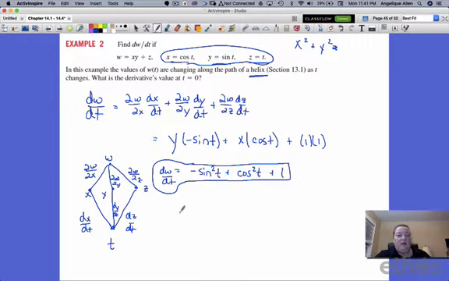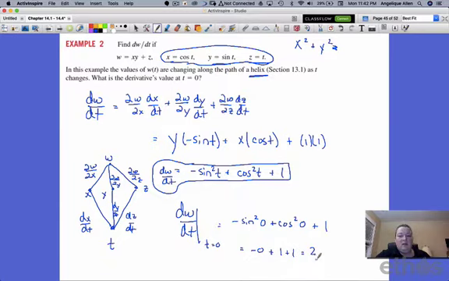And when we evaluate it at t equals 0, we get negative sine squared of 0 plus cosine squared of 0, plus 1. So sine of 0 is 0, squared times a negative, negative 0. Cosine squared of 0 is 1, plus 1 is 2. And there we have our derivative evaluated at t equals 0.